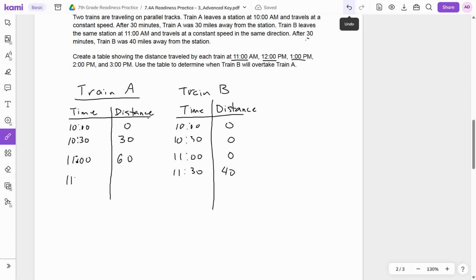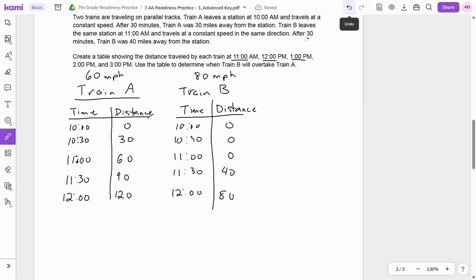I'll go ahead and add my 11:30 so I can keep it the same, right? So that's going to be 90. And let's get each of these up to noon. And then after that, instead of doing the 30 minutes, I'm going to do an hour each. Because here's my unit rate, so this is 60 miles per hour. This is 80 miles per hour.